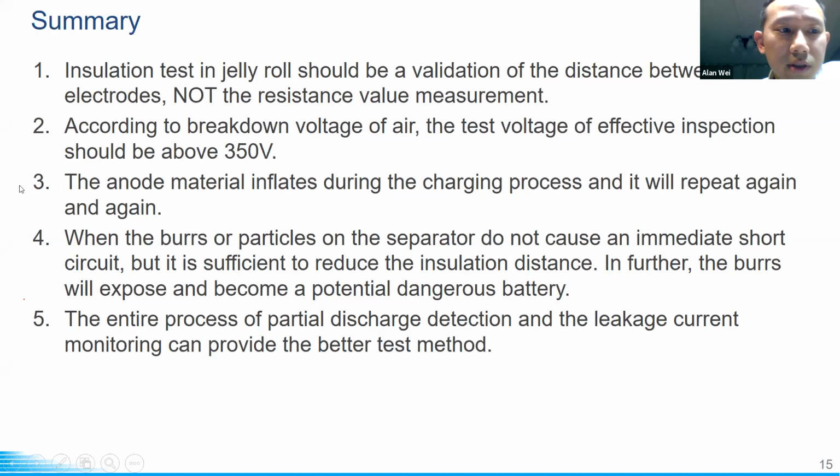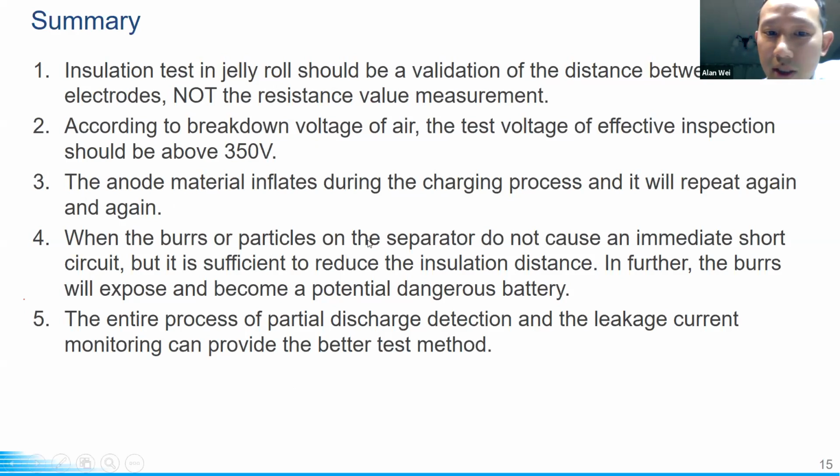The anode material inflates during the charging process, and it will repeat again and again. So that explains why in many cases a defective product is delivered to the end customer, and once the anode thickness reaches the particle, the whole battery cell shorts immediately and burns.